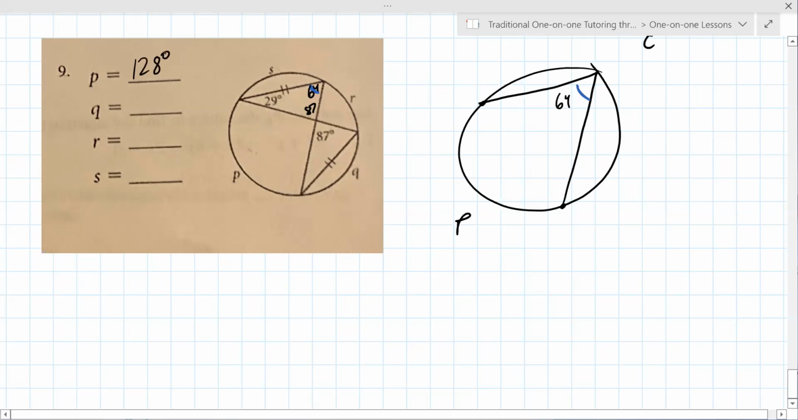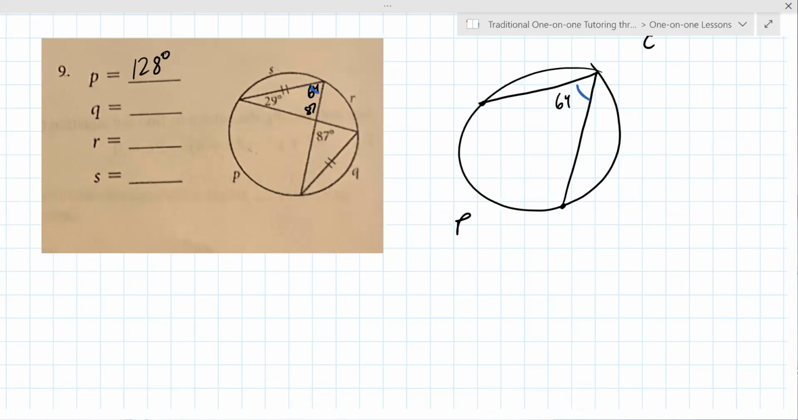That's right. And then I'm trying to look at Q also as an inscribed angle, but you can't. Unfortunately, that would have made it easy.